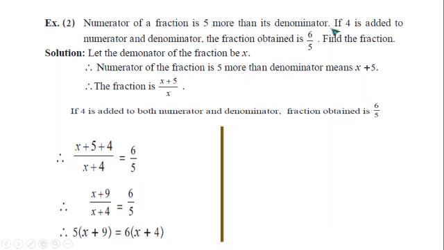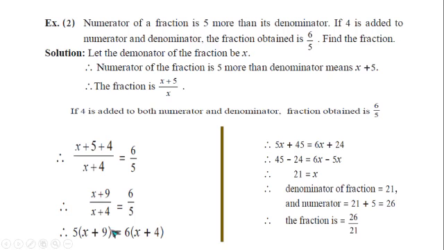The second sentence says if 4 is added to numerator and denominator, the fraction will be 6 upon 5. So let's add 4 to the numerator and the denominator. So here I have my equation as x plus 5 plus 4 upon the denominator x plus 4, that is equal to 6 upon 5. On further solving, I get my numerator as x plus 9 and my denominator as x plus 4, that is equal to 6 upon 5.